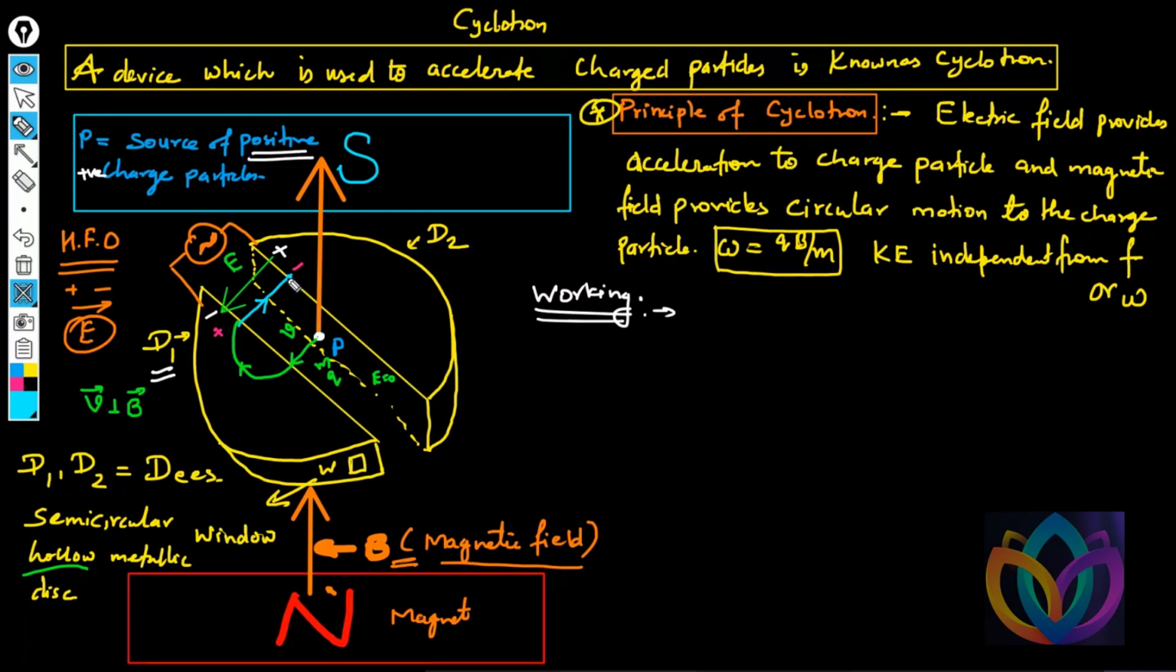Now, as soon as it enters the disk D2, the electric field inside the disk is zero. Again, velocity is perpendicular to the magnetic field. So what will happen? It will follow a circular path, right? And after half rotation, again the polarity of D1 and D2 gets reversed. This time D1 will become negatively charged and D2 will become positively charged. If that happens, again the charged particle will be accelerated from disk D2 to D1. Am I clear? Tell me.